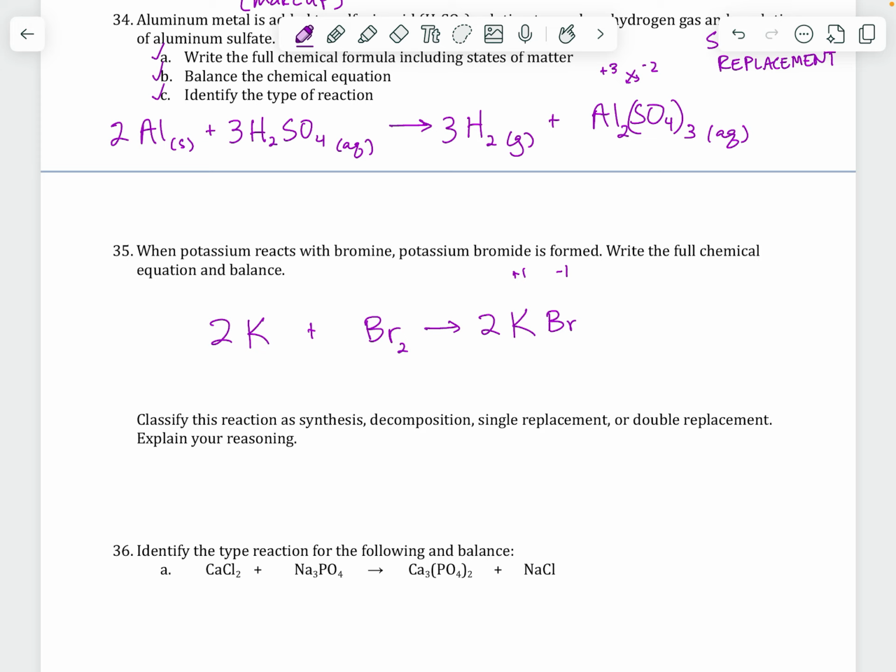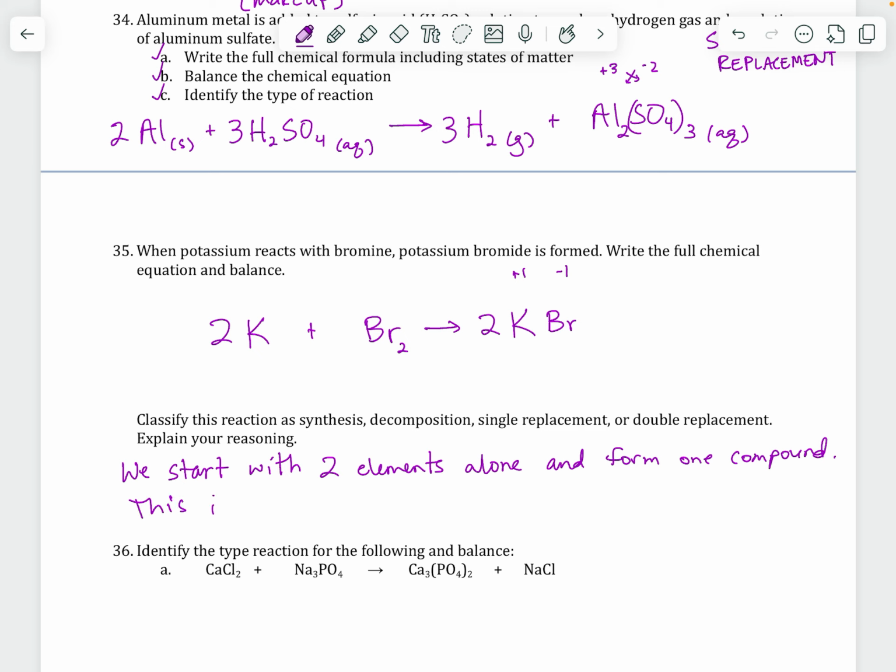Classify this reaction as synthesis, decomposition, single replacement, double replacement. Explain your reasoning. Because we're starting with 2 elements alone and forming 1 compound.